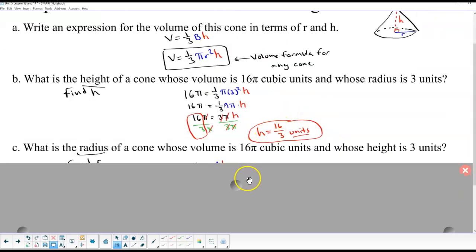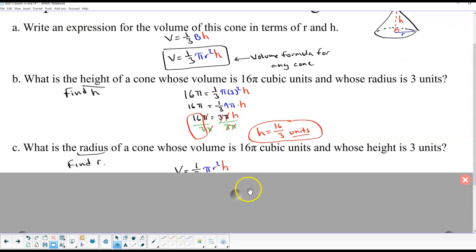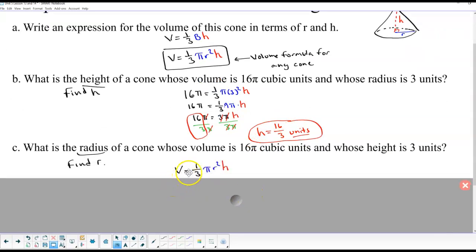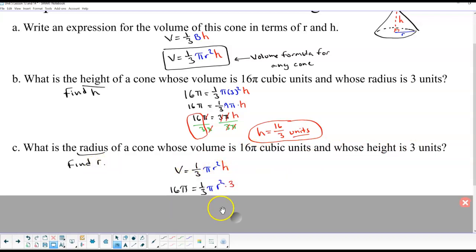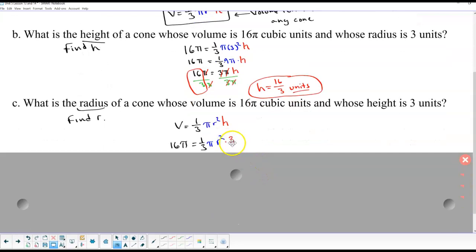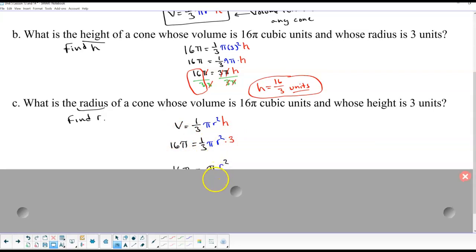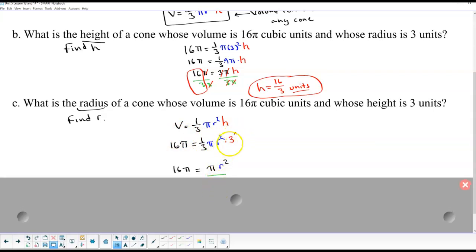All right, part C. What is the radius? Well, we're basically going to do the same thing. We're going to take our volume formula, but this time we know the volume is 16 pi, and we know the height is 3. So we have to work backwards to find the radius. So plug in everything that you know. And then I'm going to try to simplify here, but notice 1/3 times 3. That's really friendly because 1/3 of 3 is 1, or you can think of the 3 and the 1/3 as reducing each other out.